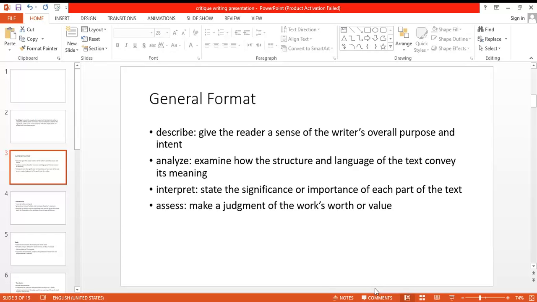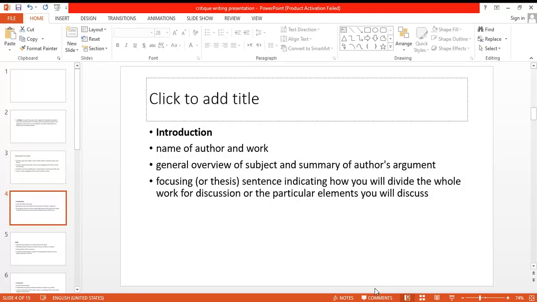Then there is the interpretation. What is the importance of each part? How do you interpret it? The interpretation here means significance. And what is the value of the overall essay?